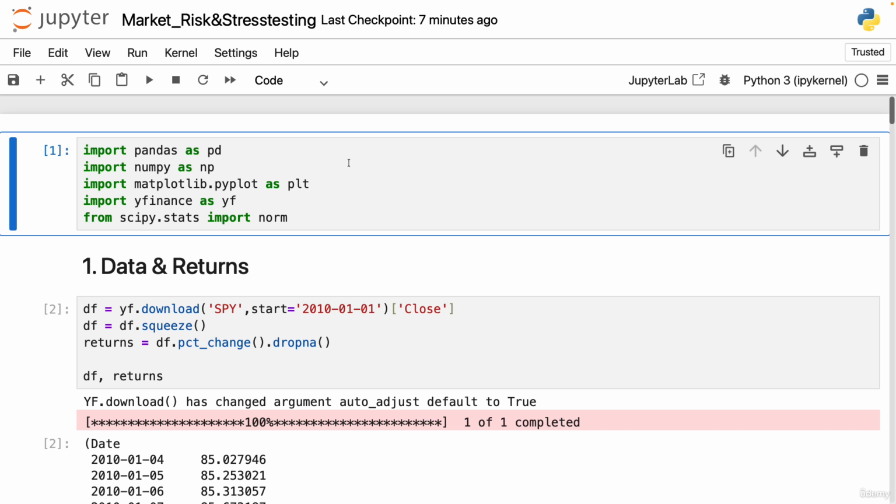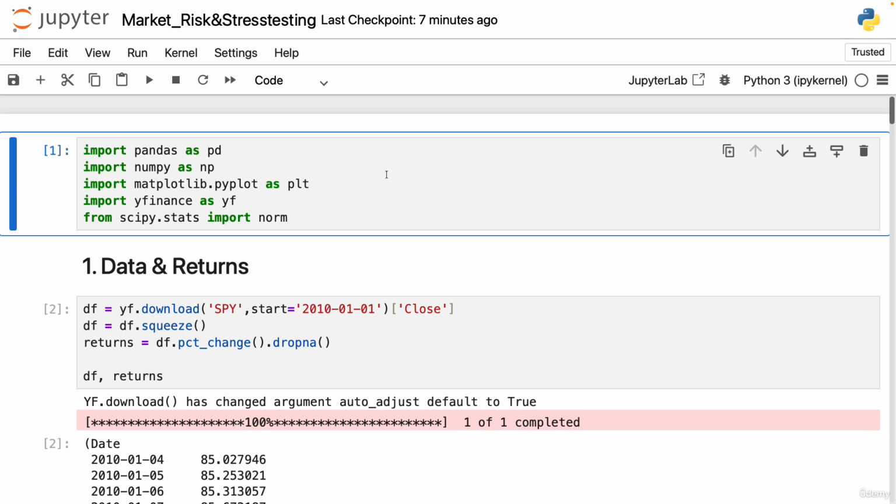At the top of the notebook, I import the standard Python libraries we'll use throughout the course. Pandas and NumPy handle data manipulation and numerical operations. Matplotlib is used for basic visualizations. And we also import yFinance to fetch historical market data, and norm from SciPy, which we later use for parametric value at risk.